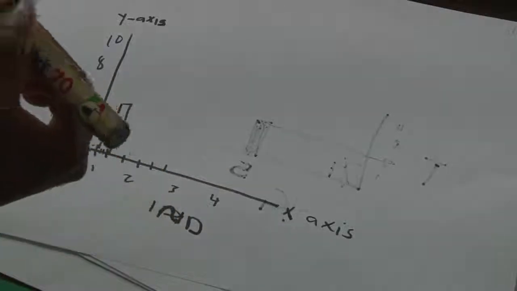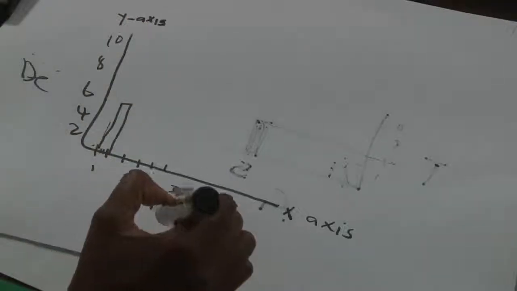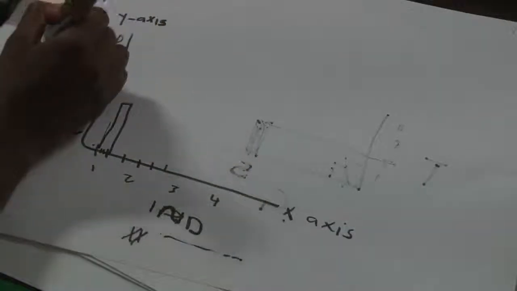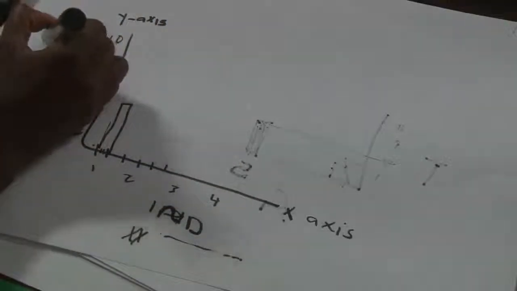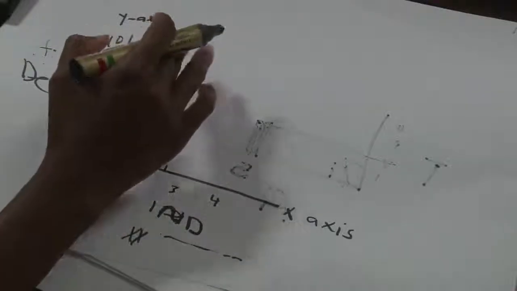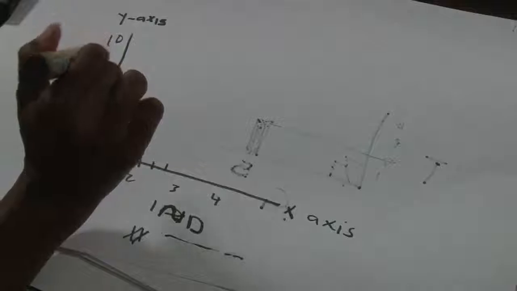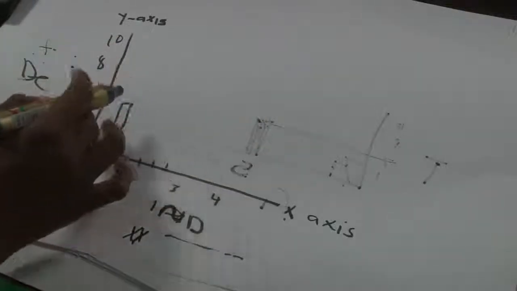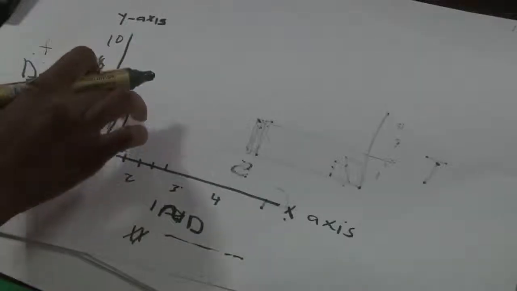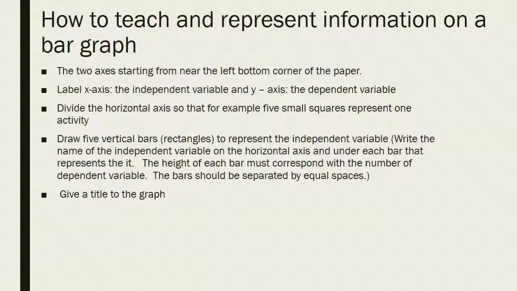And then, of course, here, if it's the number of learners, then it's the number of learners here. If it's the dependent variable, maybe it's the frequency of occurrence, you write it here, so that you can start now drawing your bars going this way. And then, of course, the height, like I said, if it says 6 of them, then you only end up to 6. That's why they said it should correspond with the number of the dependent variable.